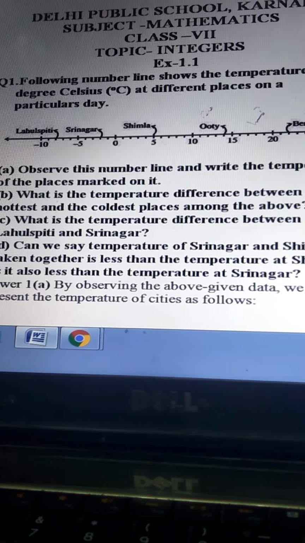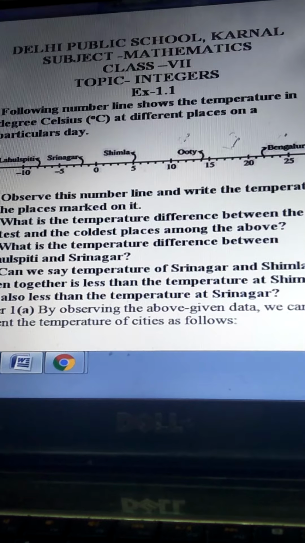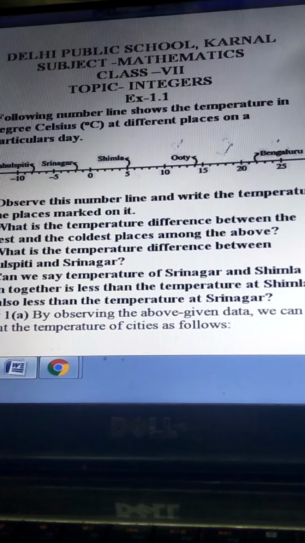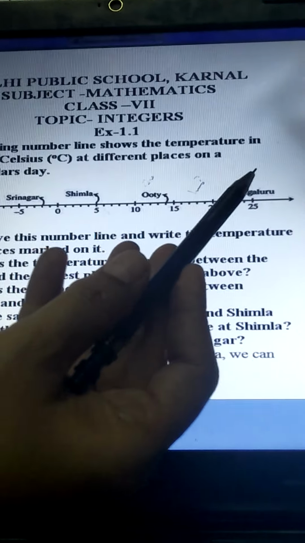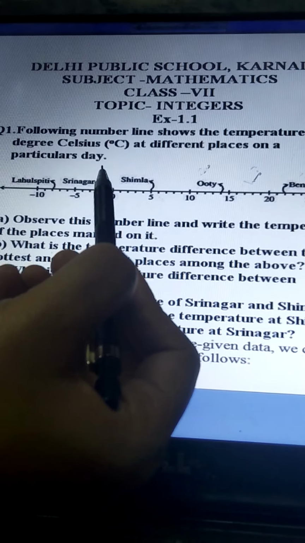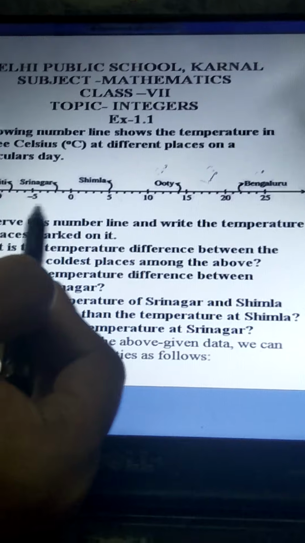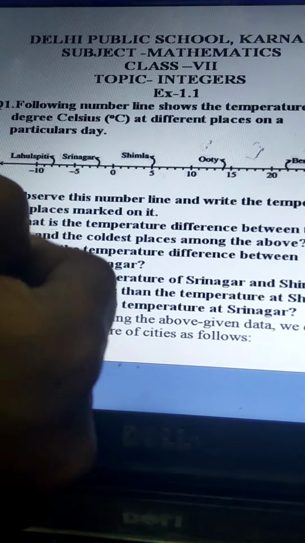So now students, let's begin with the very first exercise of chapter 1, exercise 1.1. Students, whatsoever we will be discussing in the very first chapter is the revision of what you have already done in class 6th. So, let's read the very first question. The very first question is, following number line shows the temperature in degrees Celsius at different places on particular day. Now see, here students, in the very first question, number line has been given to us. And with the help of this number line, we have to answer all the questions.